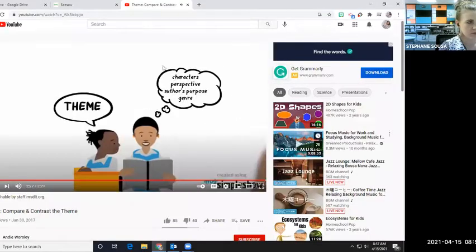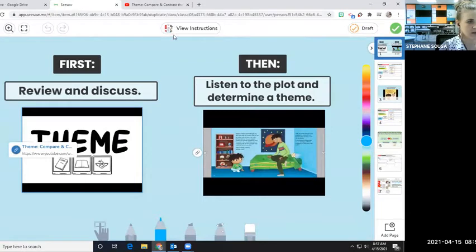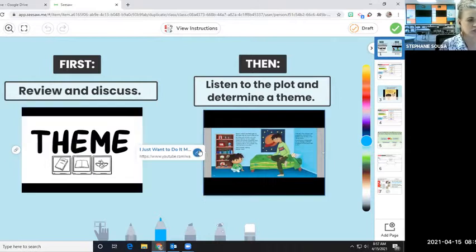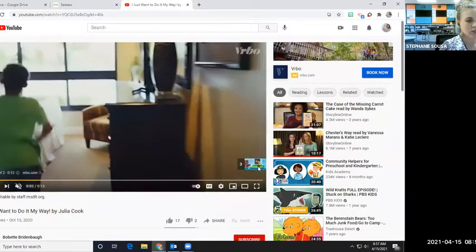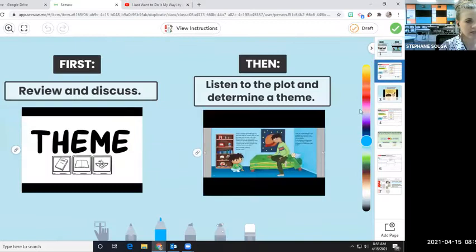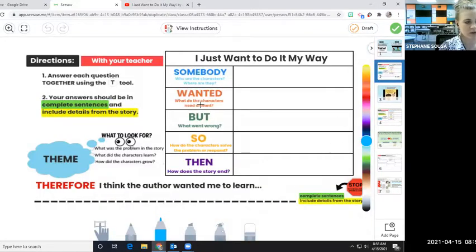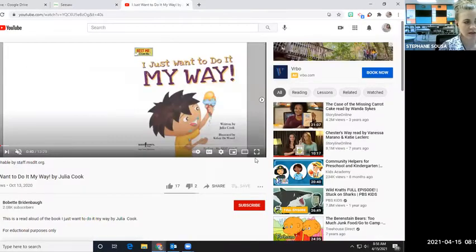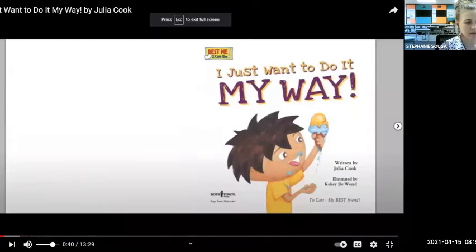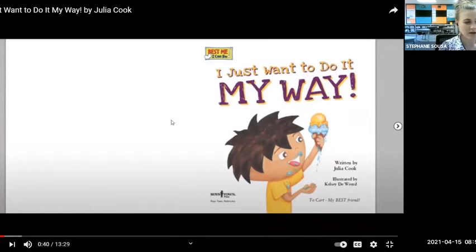All right, so let's get ready to do that. You will notice on slide 1, there is a listen to the plot and determine a theme set of directions. We're going to listen to a text that you've heard before called I Just Want to Do It My Way by Julia Cook, and you are going to determine the theme. After we listen to the text, we are going to together work on the somebody wanted but so then and theme of this text. So think about how to retell it. Think about the theme. This is a longer one, so sit back, get comfy, and be ready to think.